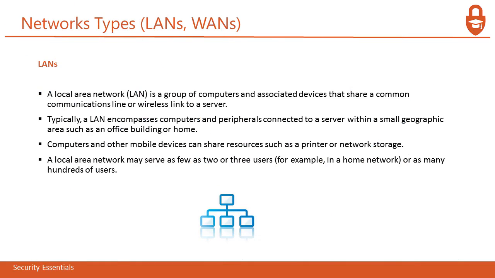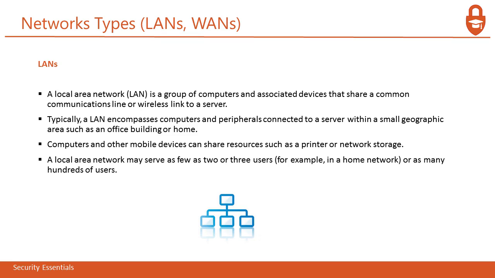So first is network types. Here I'm talking about LANs and WANs. So first, what is a LAN? A LAN, or a local area network, is a group of computers and associated devices that share a common communication line or wireless link to a server. Typically, a LAN encompasses computers and peripherals connected to a server within a small geographic area such as an office building or a home. If someone is connected with a single line, maybe it's broadband, maybe it's wireless, that is called a local area network. It's a very small range network, and it is in a particular office or a particular home or just a particular building.